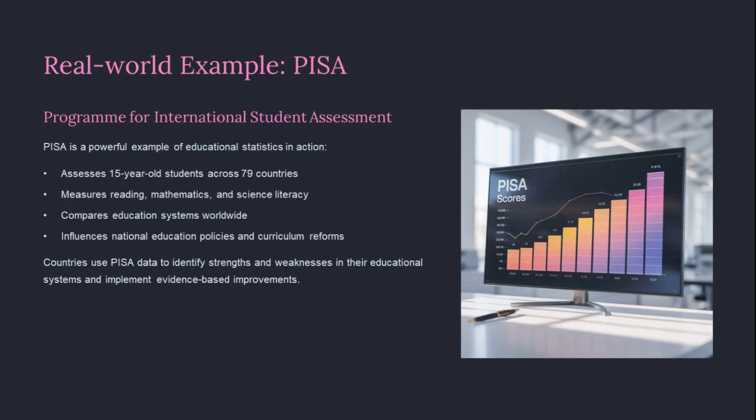PISA is a powerful example of educational statistics in action. It assesses 15-year-old students across 79 countries, measuring reading, mathematics, and science literacy. PISA compares education systems worldwide and influences national education policies and curriculum reforms. Countries use PISA data to identify strengths and weaknesses in their educational systems and implement evidence-based improvements.